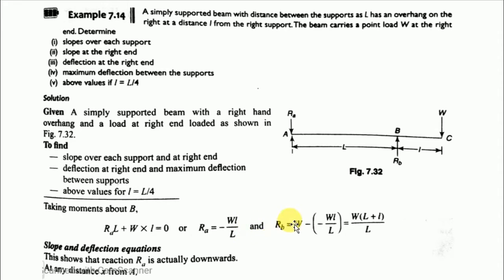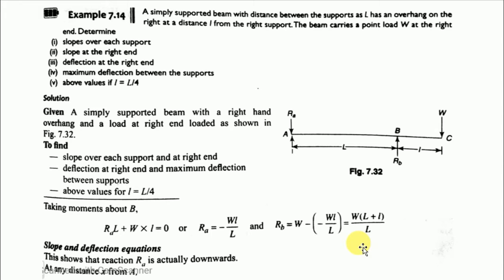Then we can easily find the value of RB by subtracting RA from the total load, which is capital W. As you can see, the total load is capital W minus the value of RA, which is negative. Then we have the value of the RB reaction. Then we're going to solve the further part.